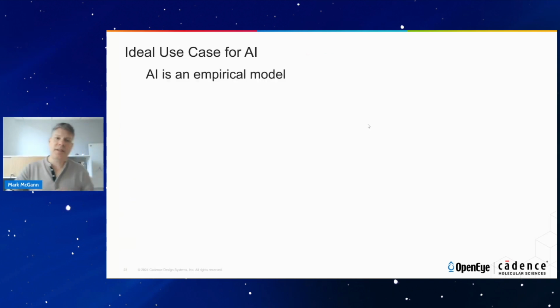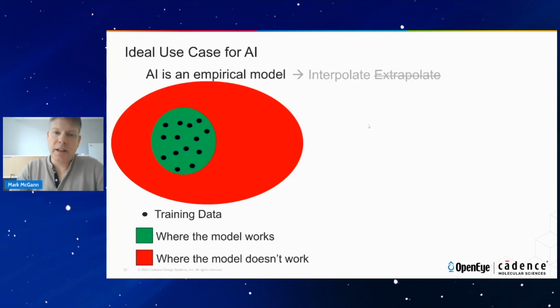And we think that this is an ideal use case for AI within our field. And that's because AI is an empirical model. And that means that it can interpolate, but it can't really extrapolate. Large language models like ChatGPT, things like that, have very impressive results. And one of the reasons that they're so impressive is that their training data is vast. They've scraped essentially the entire internet for training data. And that's why these models seem so powerful.